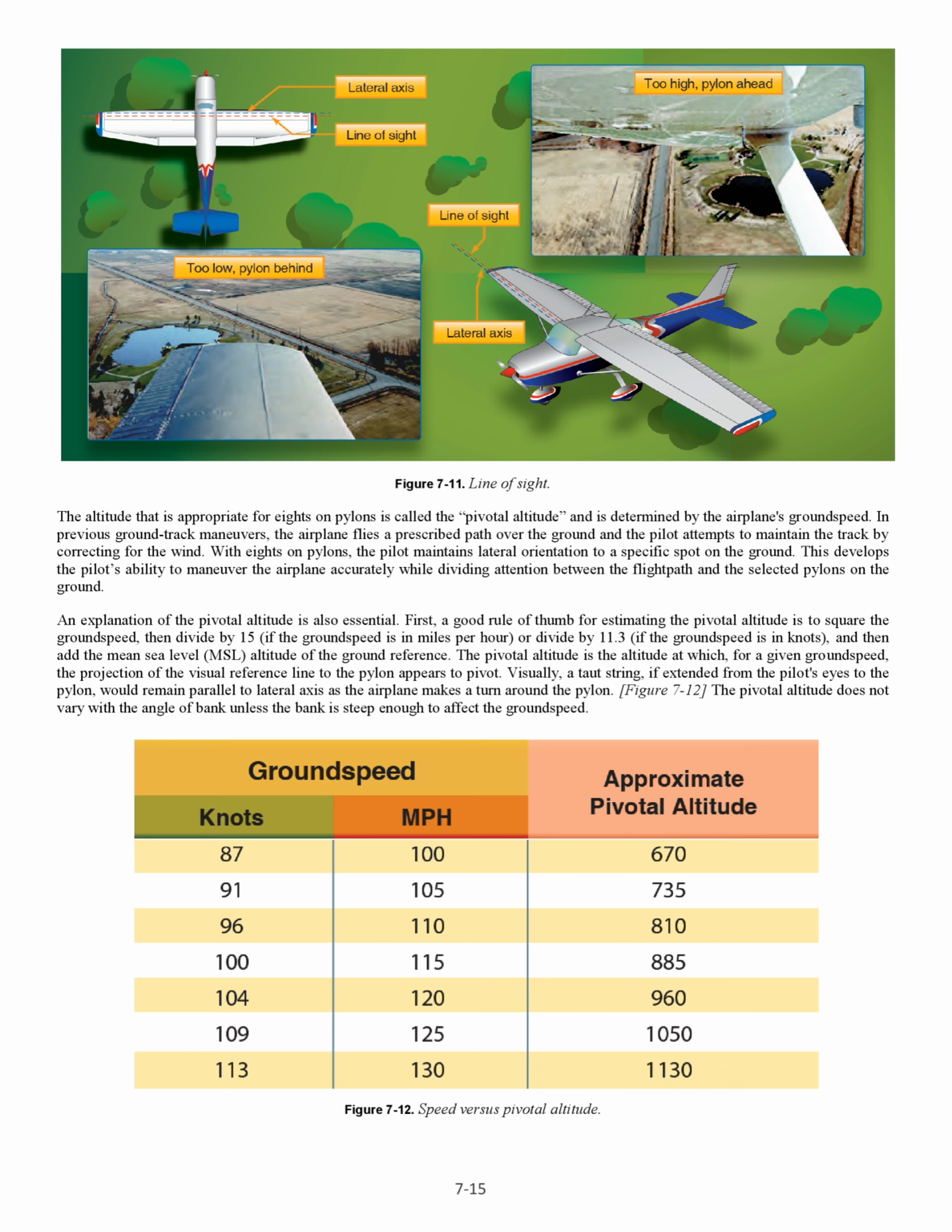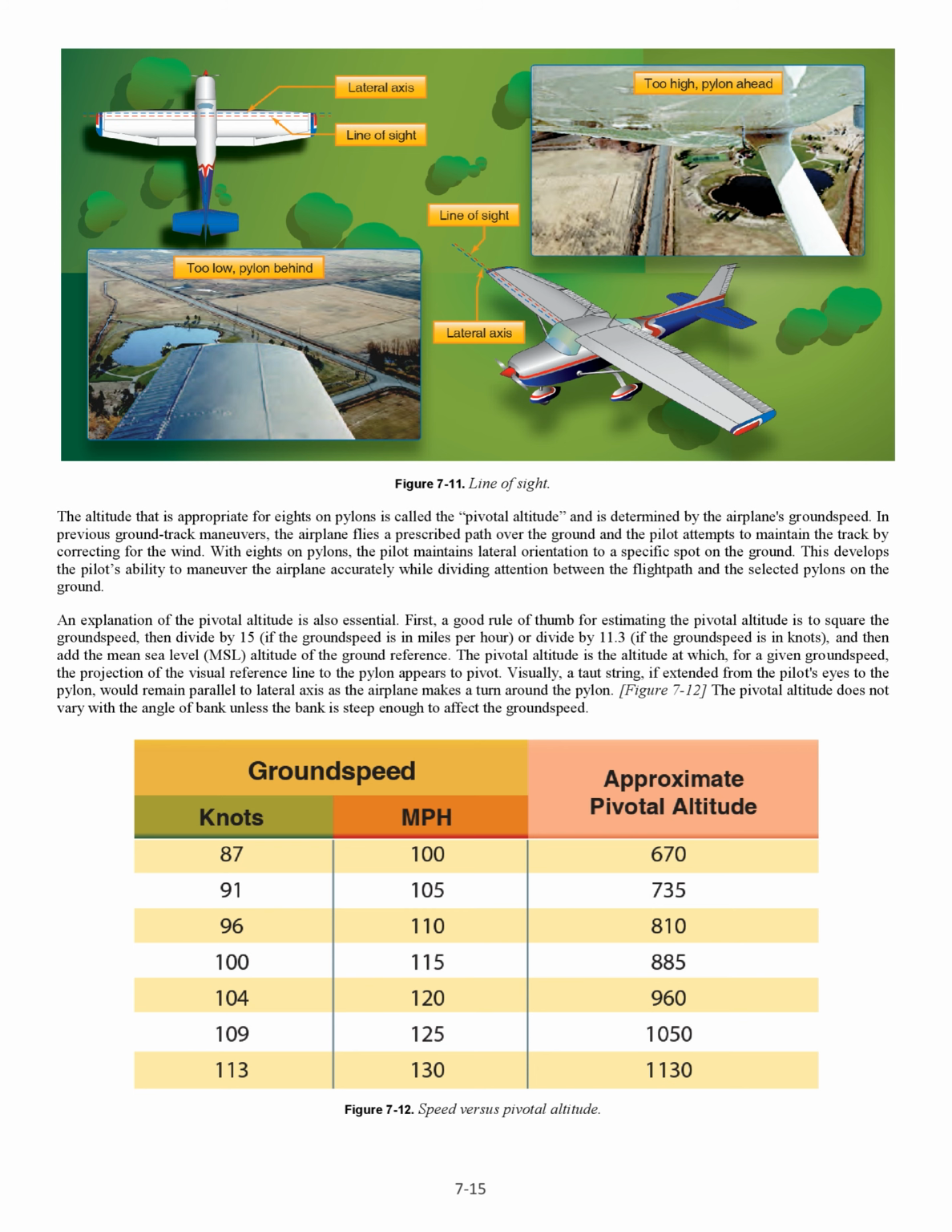The pivotal altitude is the altitude at which, for a given ground speed, the projection of the visual reference line to the pylon appears to pivot. Visually, a taut string, if extended from the pilot's eyes to the pylon, would remain parallel to the lateral axis as the airplane makes a turn around the pylon.